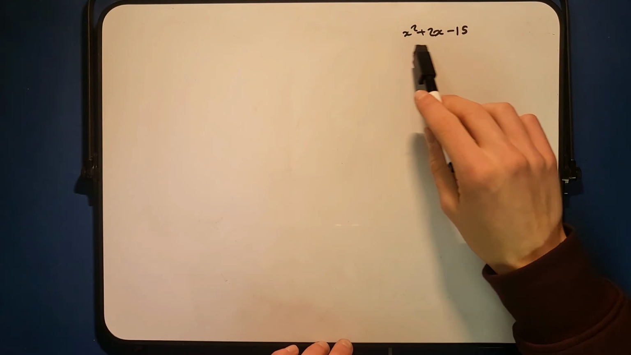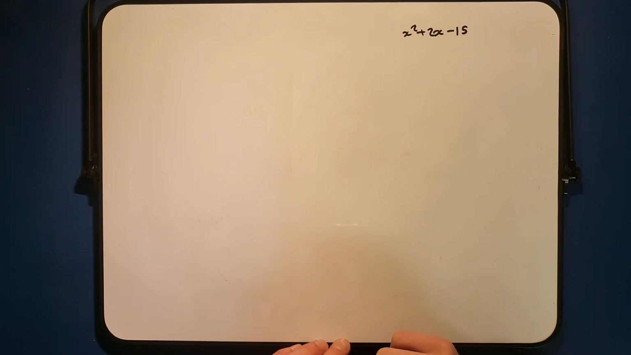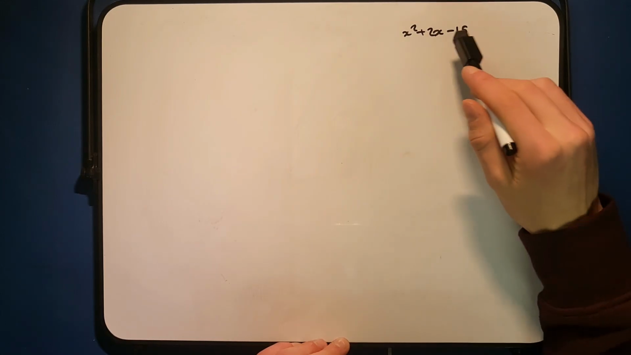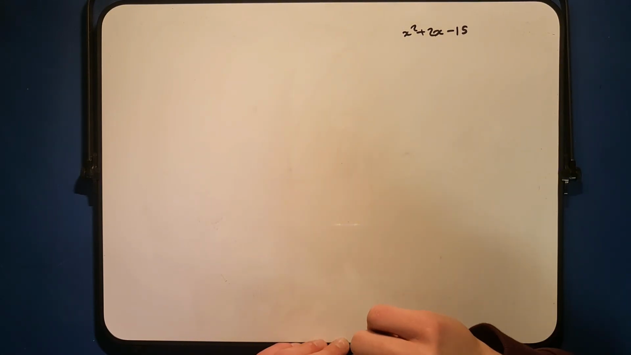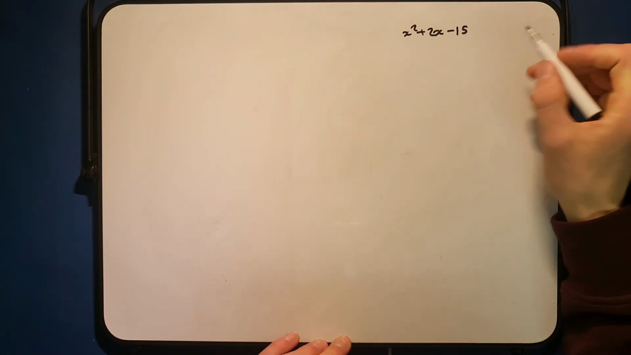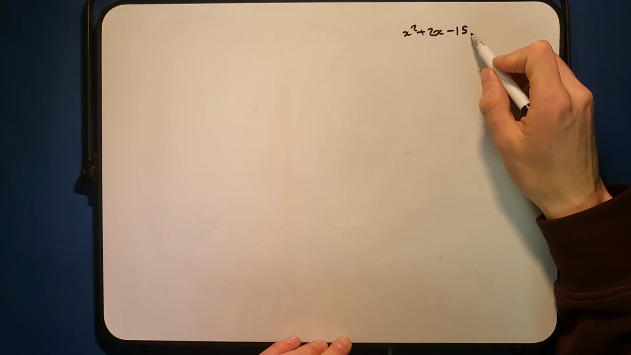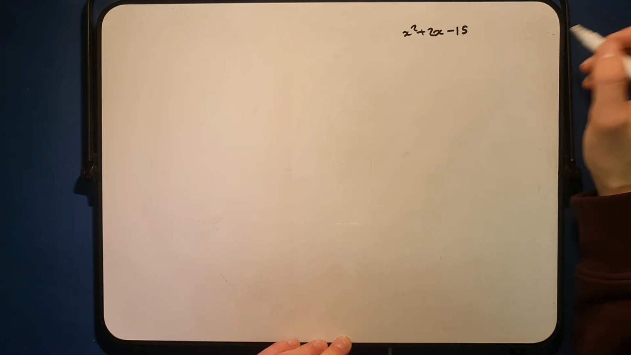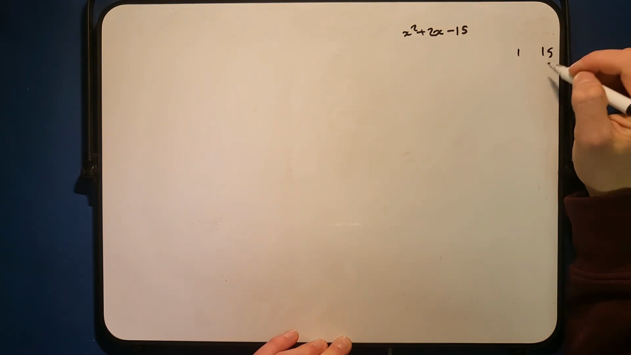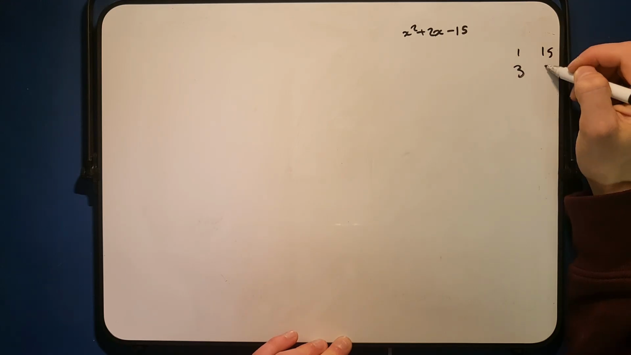Let's take a look at another example here. Here we have x squared plus 2x minus 15. This is a bit different now because we have a minus sign and a positive sign. So, step 1, like usual, we're going to find the factors of 15: 1 and 15, 3 and 5.